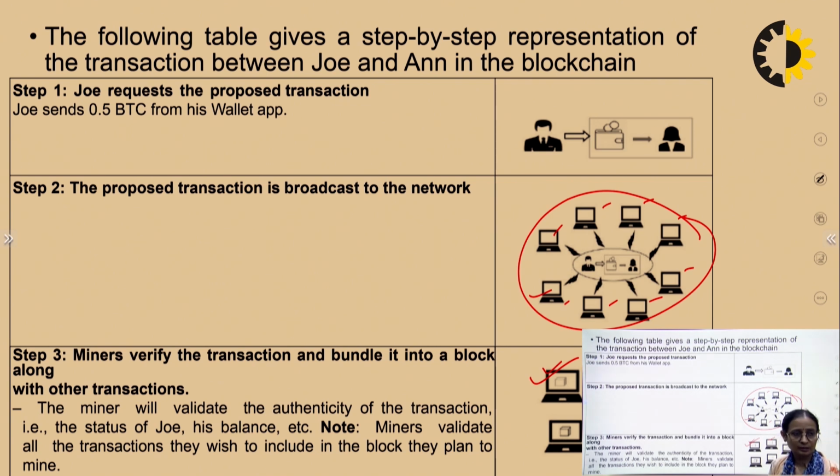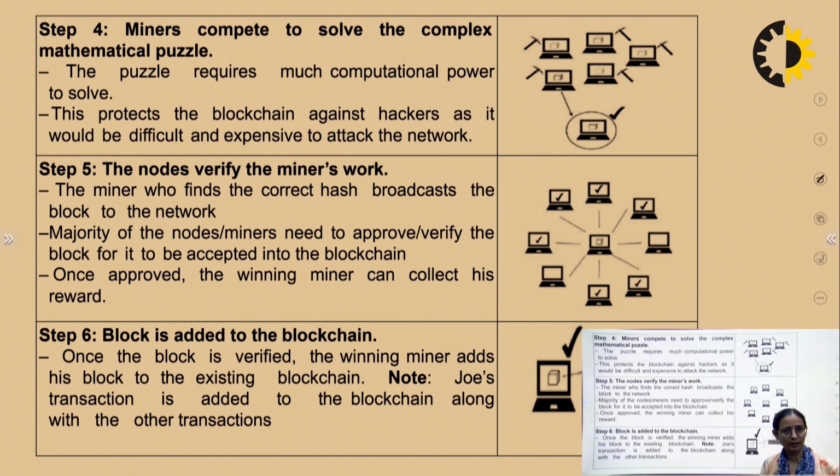Once the miner is putting these transactions into a block, the miner will validate the authenticity of the transaction, that is, whether Joe is an authentic person or not, and whether there is any balance in his wallet or not. Such activities the miners need to validate. So the miner validates all the transactions they wish to include in the block which they plan to mine.